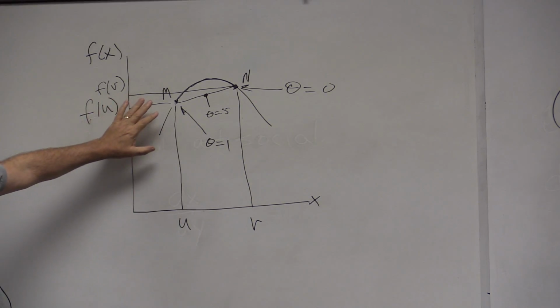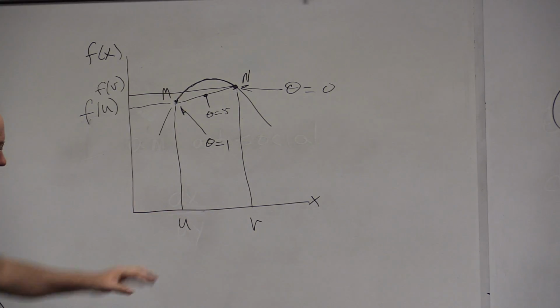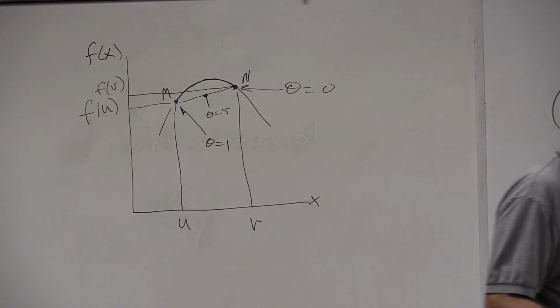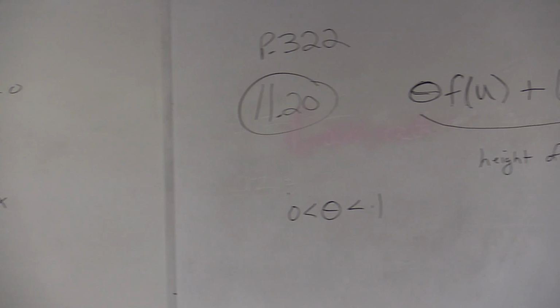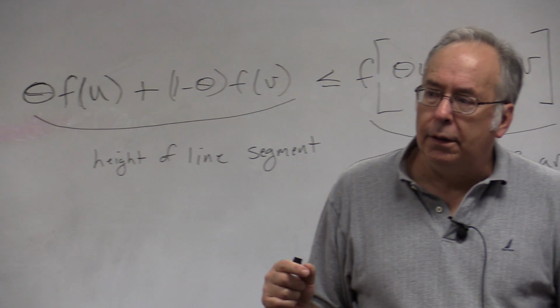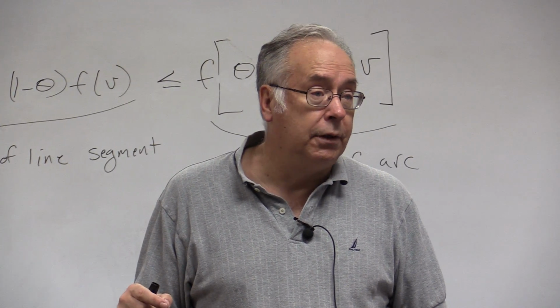So this is a concave function. Any 2 points you pick, u and v, have to be distinct. They have to be different. That's the only requirement. But any 2 points you pick for u and v, you connect with a straight line, and the straight line connecting those 2 points has to lie below the curve.